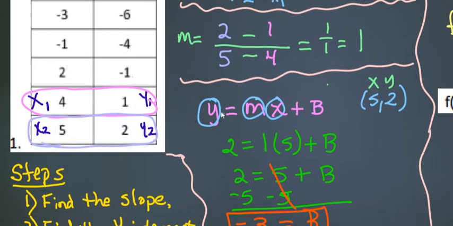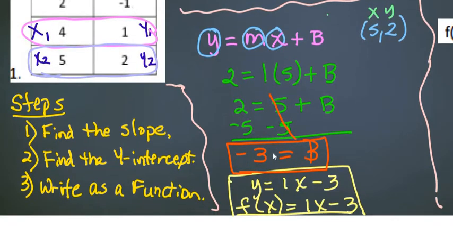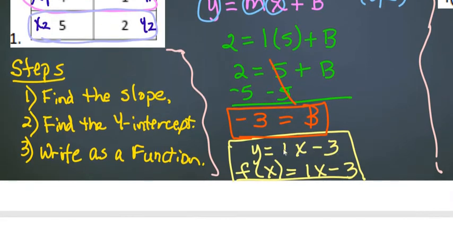So when I substitute for the y, m, and x, my y is a 2, my m is 1, and my x is 5. When I solve it, I get b is a negative 3, which is your y-intercept. Now, I'm going to put this in slope-intercept form, which is y equals 1x minus 3, because my slope is 1, my y-intercept is negative 3 right here. So I'm going to write it in function form. I'm going to put f of x equals 1x minus 3, or you can put f of x equals x minus 3.